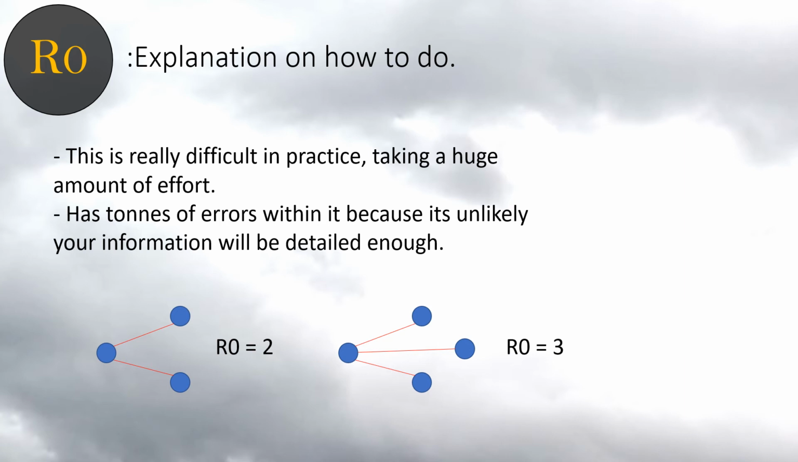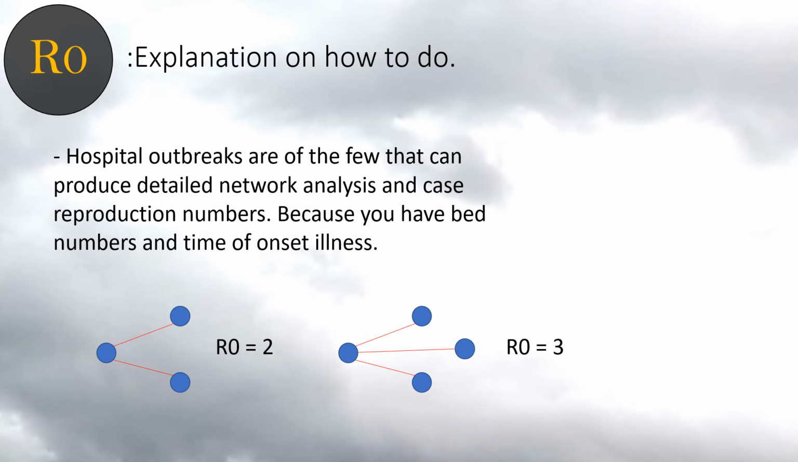Yeah, information's very sparse. However, hospital outbreaks of this are actually quite a good measure, because you've got a lot of data here. You've got quite a lot of accuracy in the data, and precise data also, quite detailed, because you have bed numbers and you have time of onset of illness, so you can work this out with quite a high degree of accuracy.